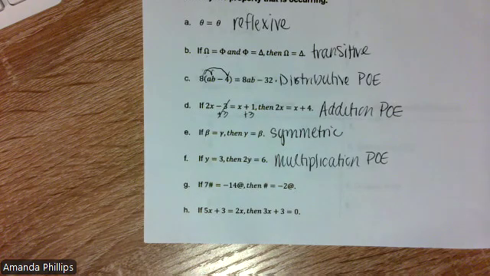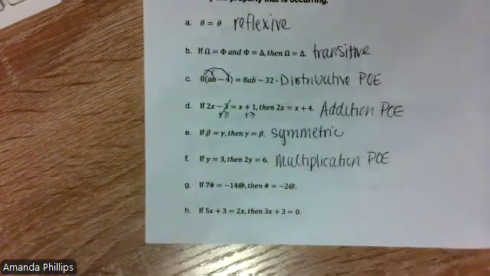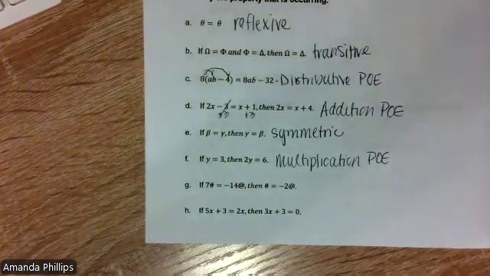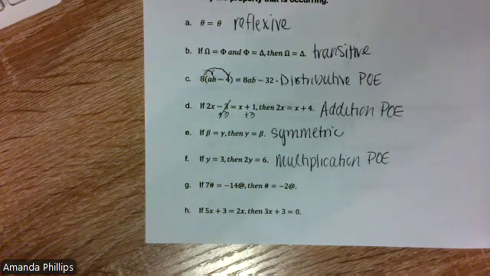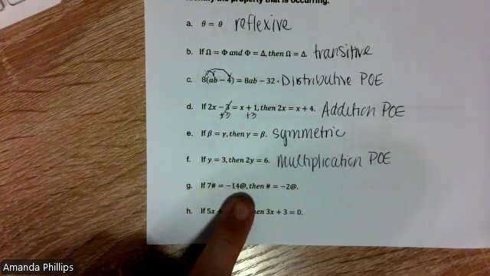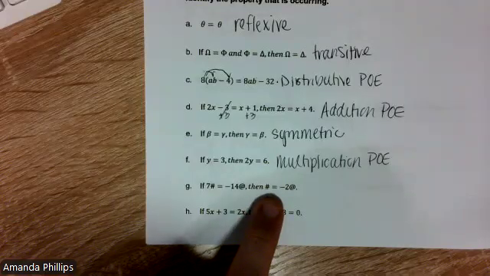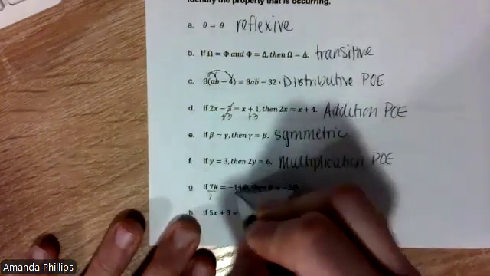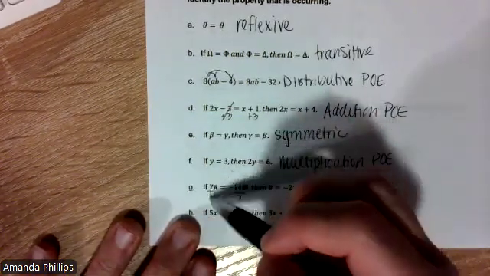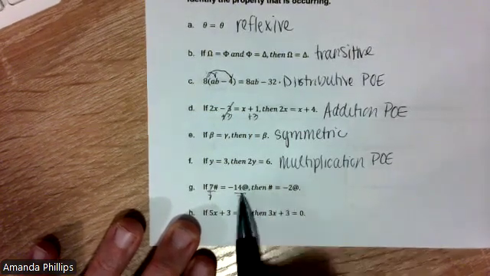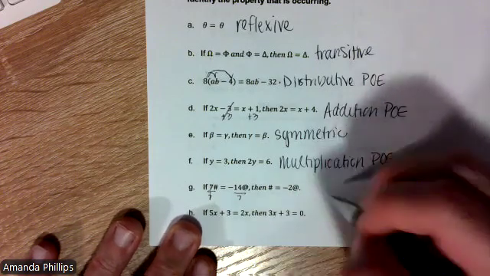And again, we put POE on the end, property of equality, because we've done it to both sides to keep it equal. If 7 pound, so we're purposely putting in some ridiculous things just to get you to see what's happening, okay? If 7 hashtag equals negative 14 at, then hashtag equals negative 2 at. Well, what did we do? I divided everything by 7, right? 7 divided by 7 is just the hashtag. Negative 14 divided by 7 is negative 2. The at stays. So this is our division POE.